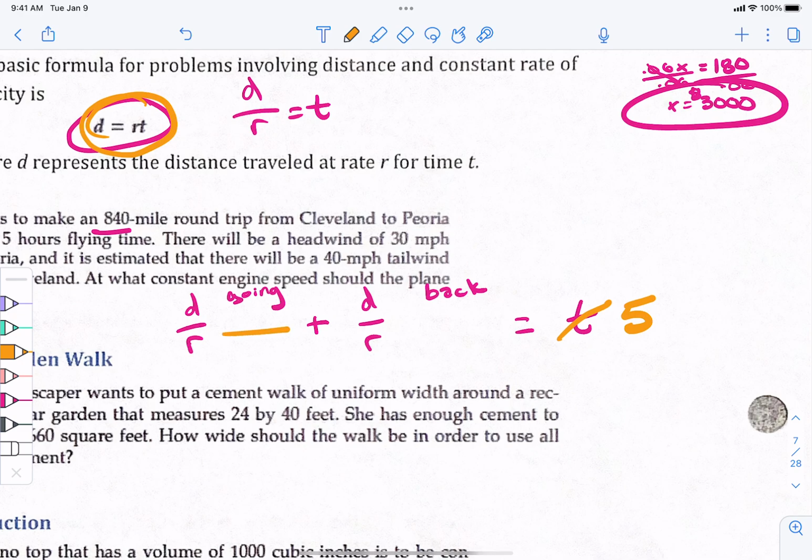Okay, what's the distance going? 420 is the distance going. Okay? And the rate going is x minus 30. The distance coming back is still 420, but the rate now is x plus 40, equals 5 total. Do you cross multiply? No, because they're not on the same side of the equal sign.